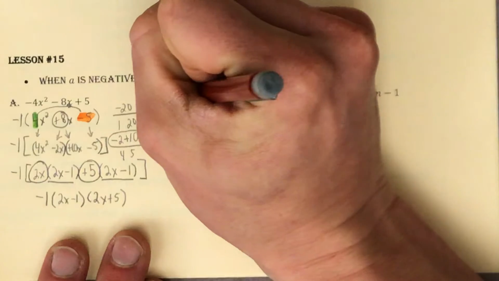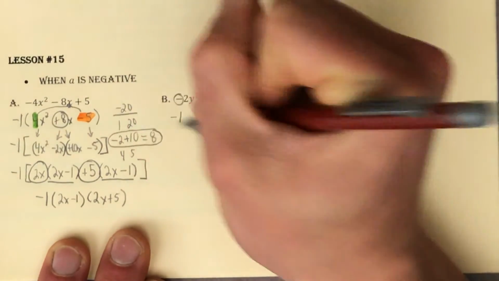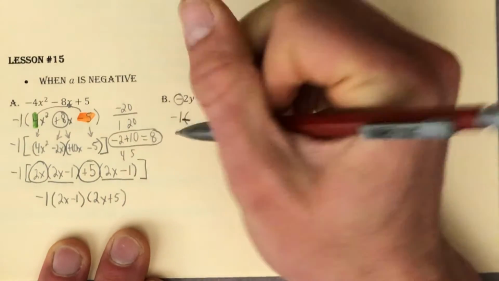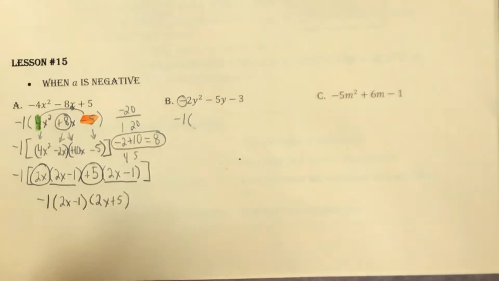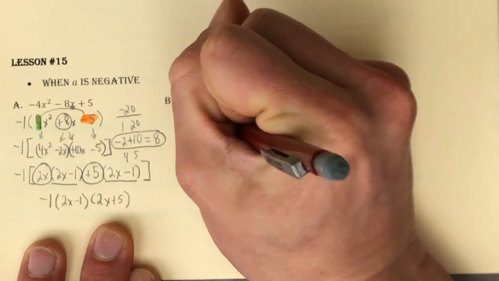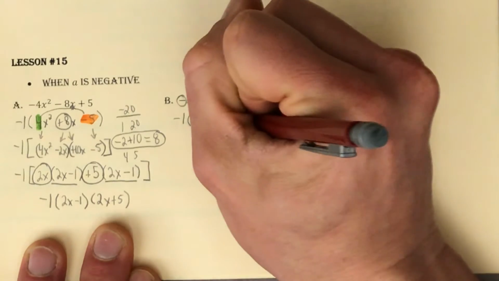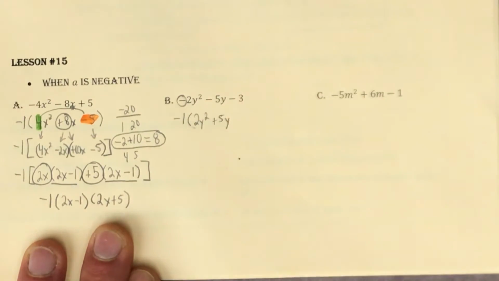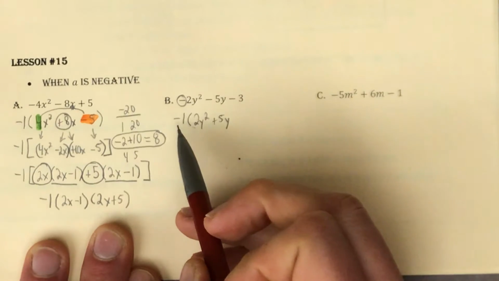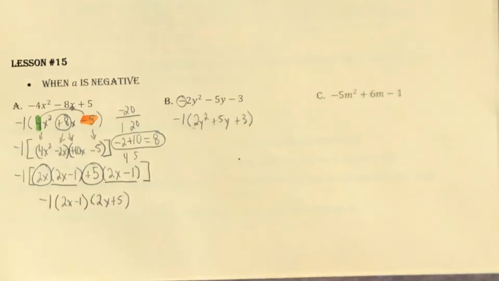So that means that I'm going to pull out a negative 1. So I'm going to rewrite this negative 1 out front, parentheses. As we talked about earlier, that really doesn't change the terms, it just changes the sign in front of it. So negative 1 times positive 2y squared equals negative 2y squared. Negative 1 times positive 5y equals negative 5y, and negative 1 times positive 3 equals negative 3. So there we go, we factored out our negative 1.